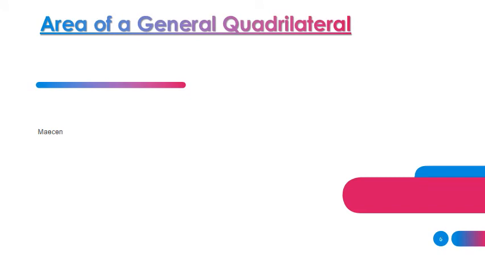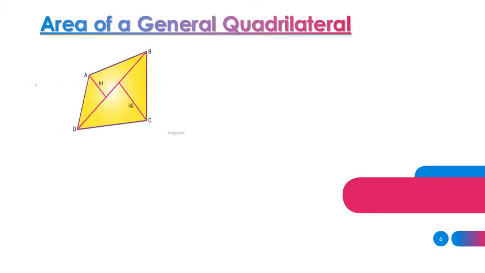Now let us take the case of finding the area of a general quadrilateral. Here, as you see, ABCD is a quadrilateral. As you know, quadrilateral means it is a four-sided closed figure. And here BD is the diagonal and H1 is the perpendicular from the vertex A. H2 is the perpendicular from the vertex C.